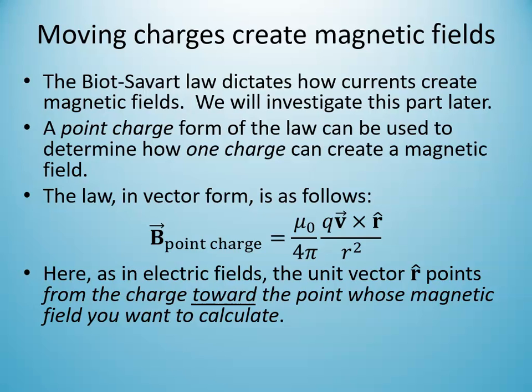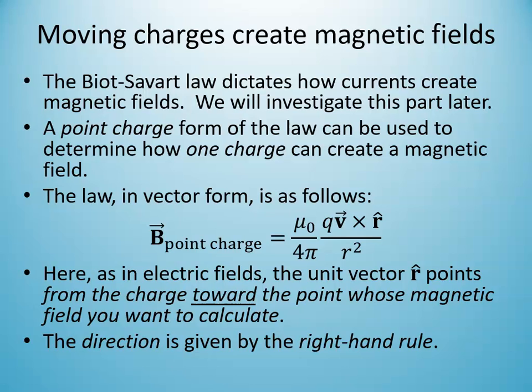So this unit vector r hat points from the charge toward the point whose magnetic field is being calculated. So we're going to look at some examples on this in just a minute. The direction is given by the right-hand rule. This is a cross product.